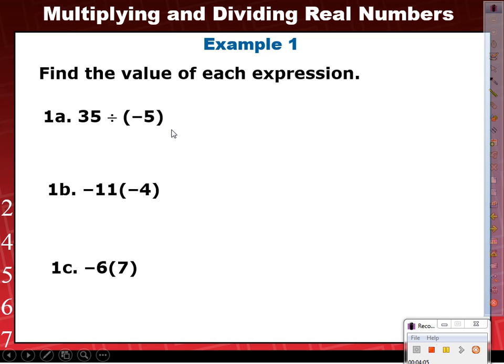Copy this down, example number 1. Copy that in the back. Example 1, find the value of each expression. We have 1a is 35 divided by negative 5. 1b is negative 11 times negative 4. And 1c is negative 6 times 7. Copy those and see if you can find me the product for those and quotient for those. Go.